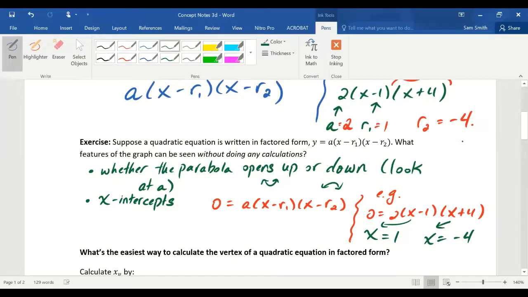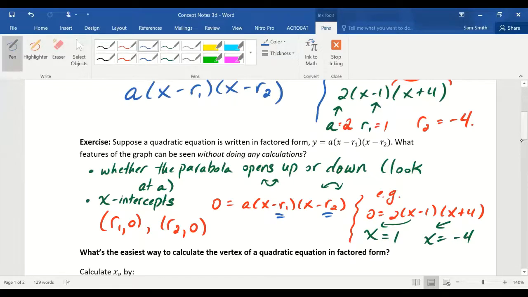The x-intercepts from factored form will always be equal to this R1 and this R2. You can read them directly out of the equation, the R1 and the R2 in the equation.